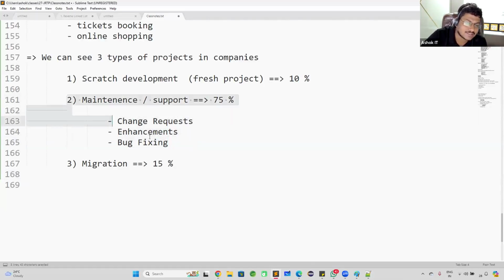So when they are working on the support project, some people will not get the chance to look into the code of our application. They will just monitor the issues, create the dashboards, and report to the other team. Other teams are going to do the bug fixing.